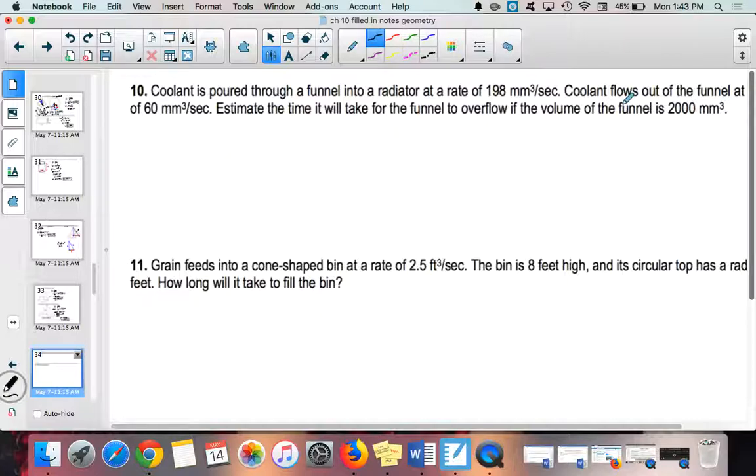All right, so number 10. Coolant is poured through a funnel in a radiator at a rate of 198 millimeters cubed per second. Coolant flows out at 60 millimeters per second. So if we have coolant going in and coolant going out, how much am I gaining per second? I could do my 198 minus the 60. This is how much I'm gaining, 138.